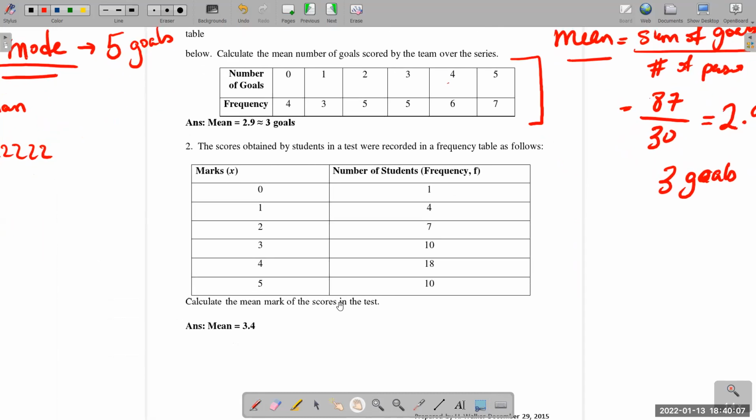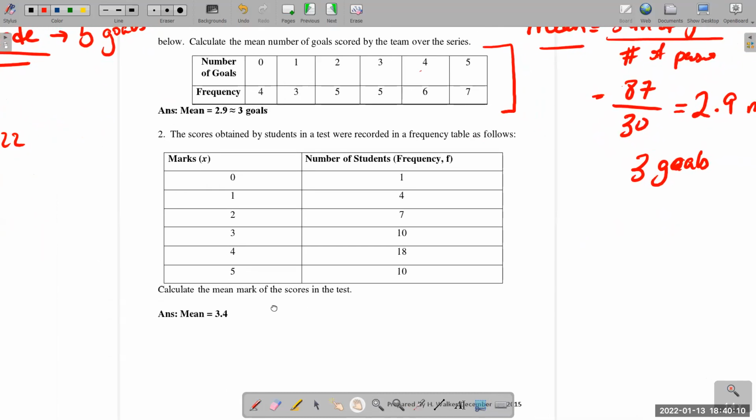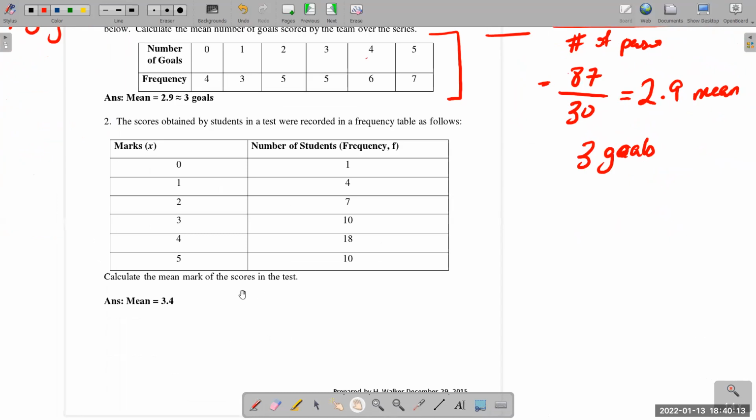All right. So let's look at this example here, and let's see if we can find the mean and the mode of another example. So these are the two things we're going to try to get: mode and the mean from this table here. So let's go. What are we looking at? The scores obtained by students in a test were recorded in a frequency table as follows. So that means one person got 0 marks. My question to you is, how many persons got 4 marks?